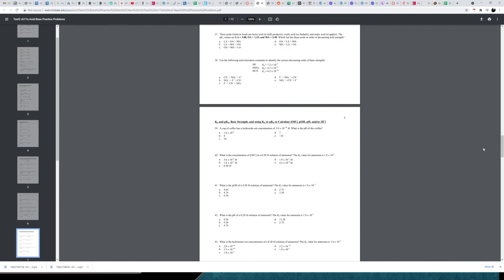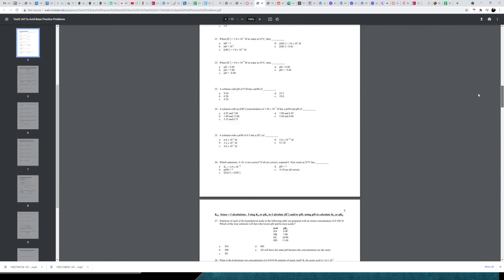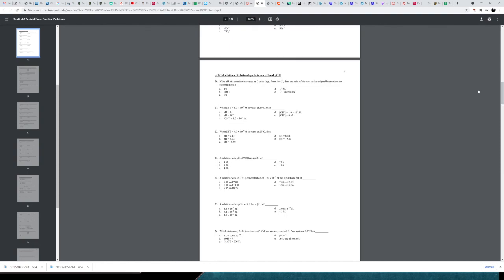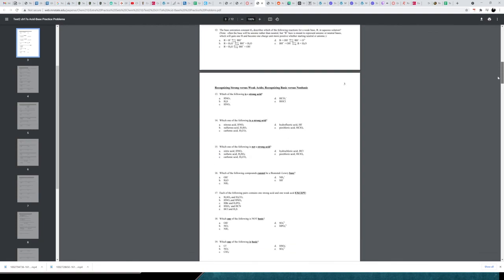And I believe the answers are at the back. So you can scroll all the way down to see the answers to make sure that you're getting things correct. So these would be similar questions that you can expect on your exam. All right, so these would be of approximately the same difficulty. So you want to make sure that you are very comfortable with all of these sorts of things. Okay?